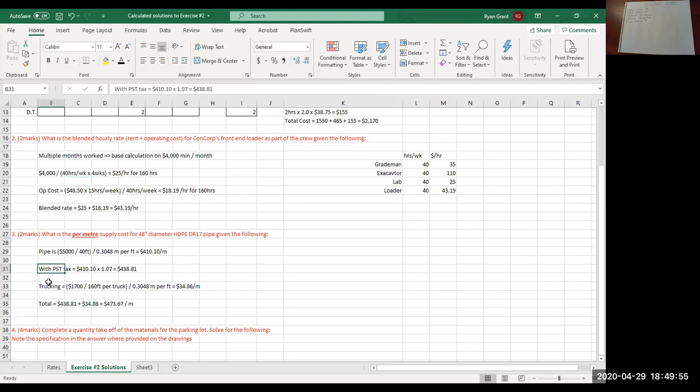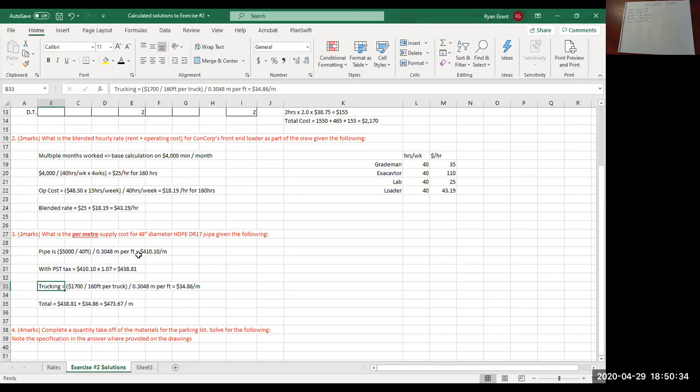Okay. So now we have to add PST to that number. PST tax applies to materials. It's 7%. So you should make a note of that if you don't know that. It'll show up on tests. To add 7% to this $410, simply go 410.10 times 1.07. That gives you this new value that includes PST, 438.81.